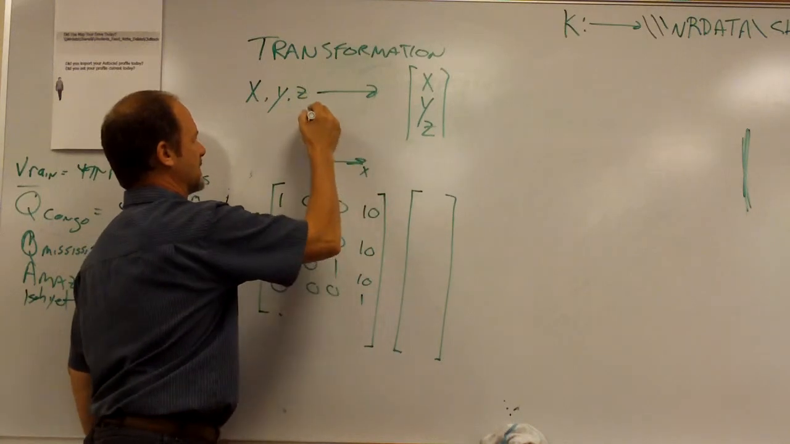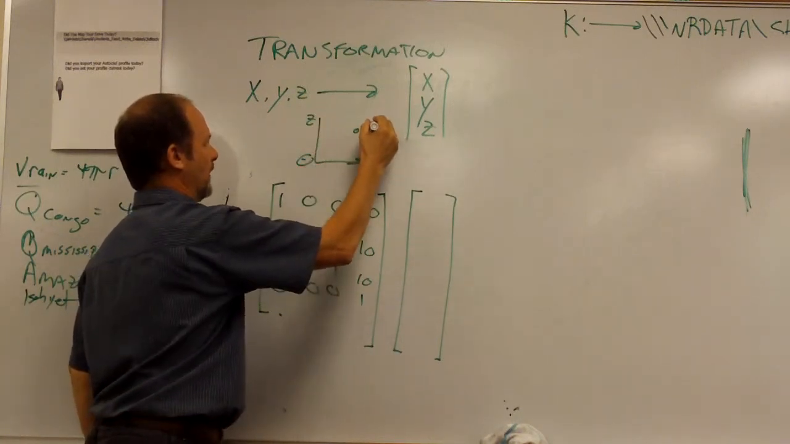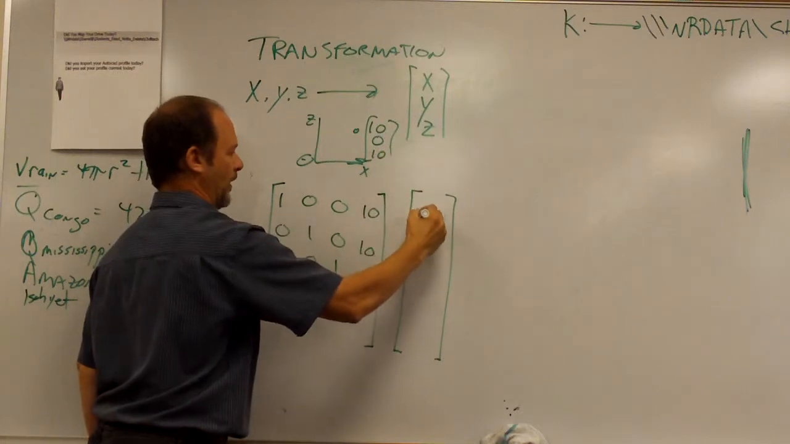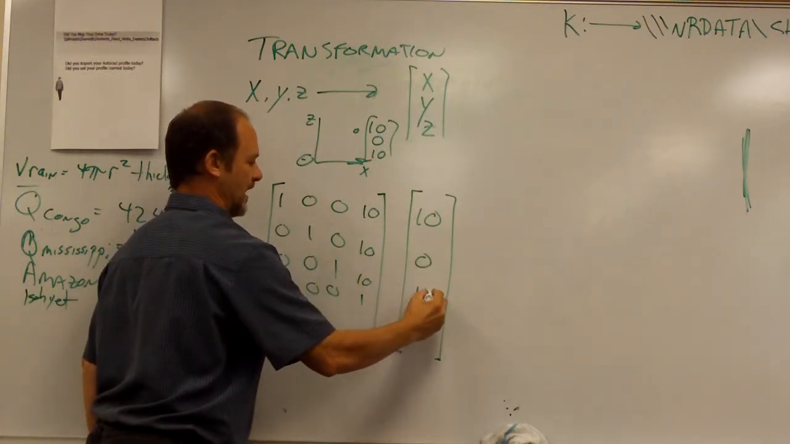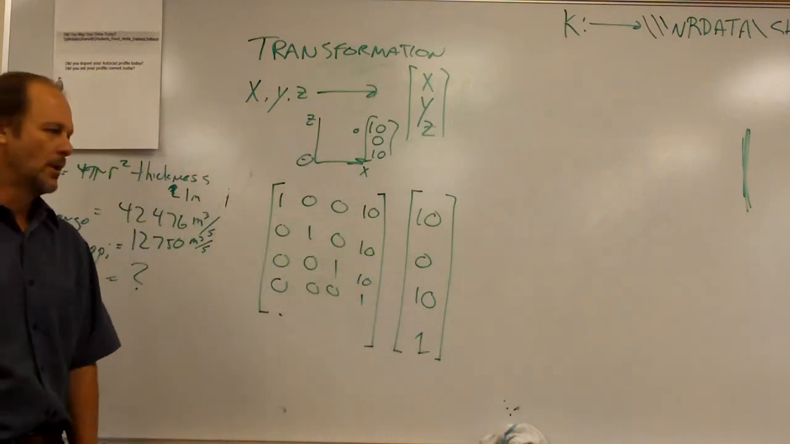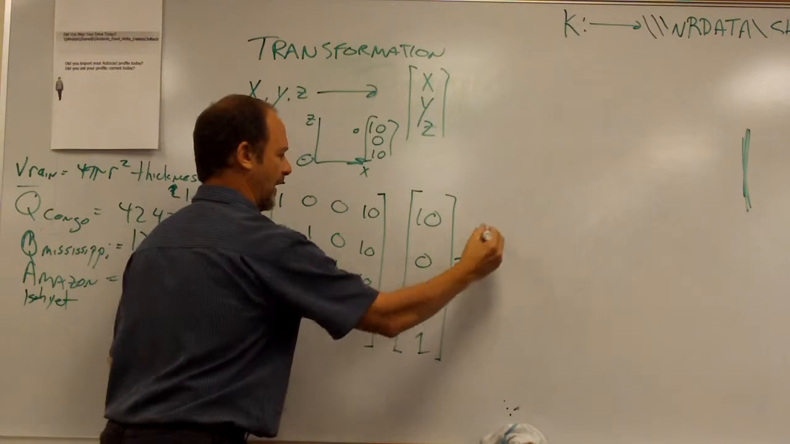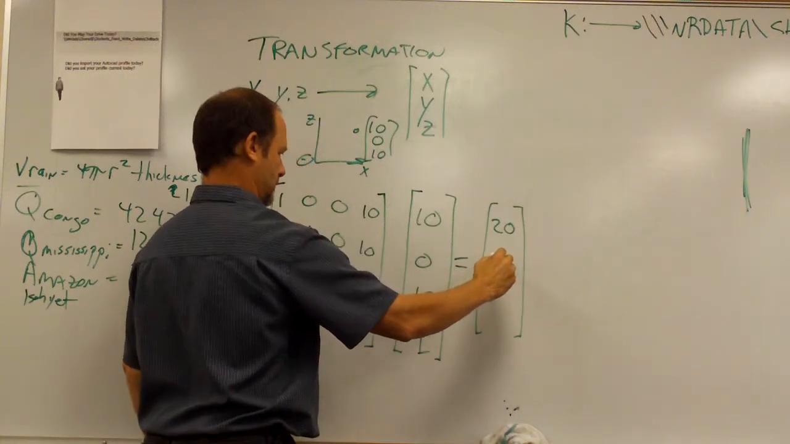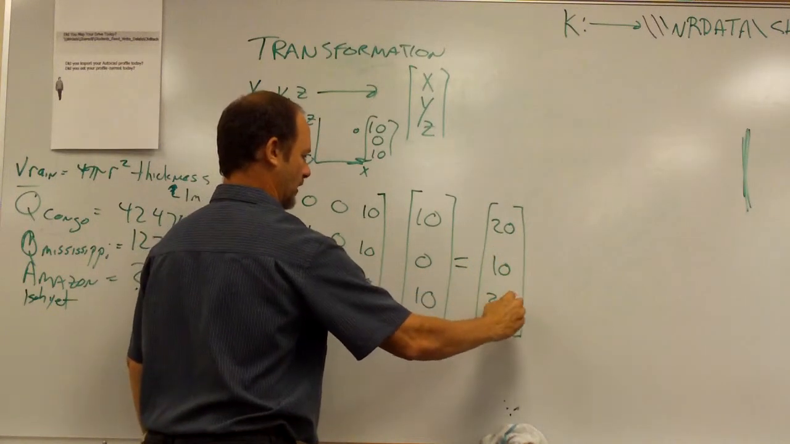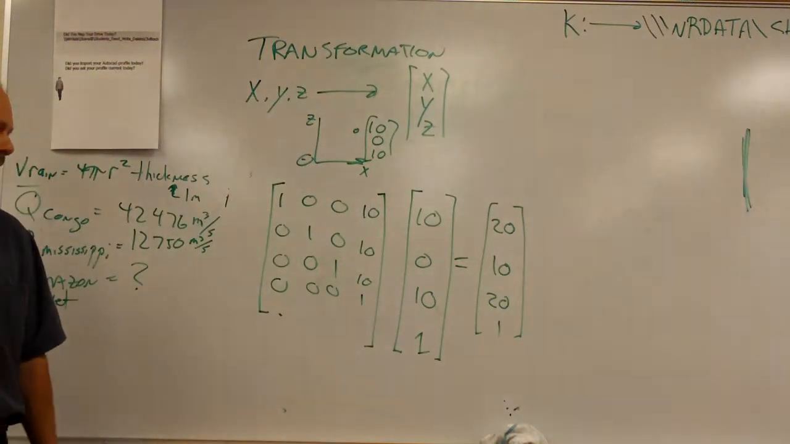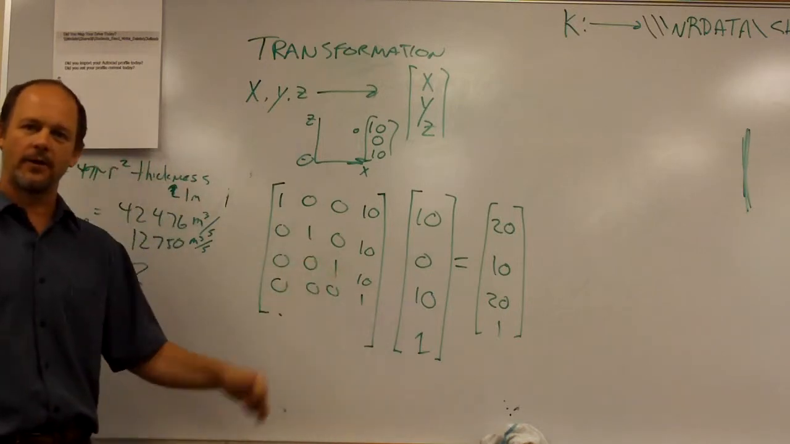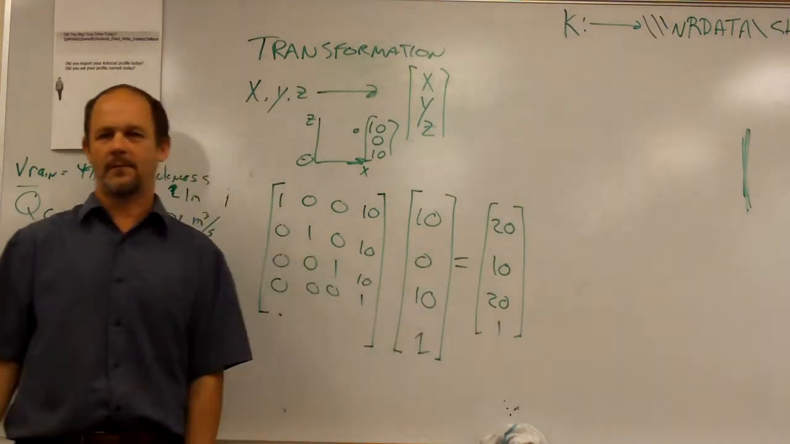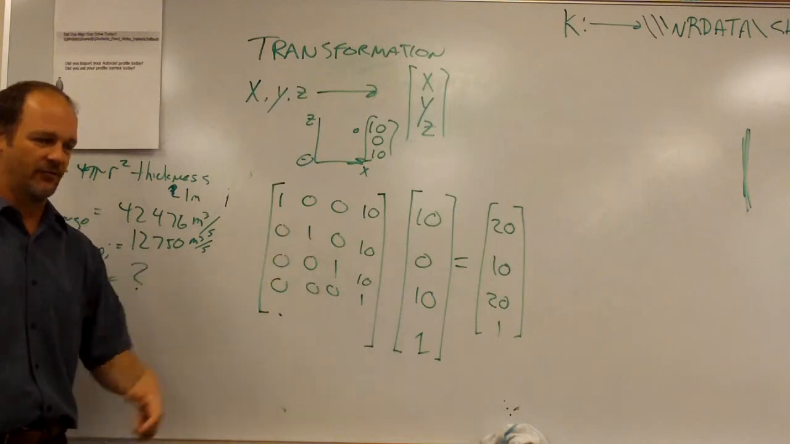If this is our x, this is our z, our y goes into the board, a point that is 10 in the x, 0 in the y, and 10 in the z looks like that. We'll put that here, 10, 0, 10, and we pad that with a 1. We multiply this by that, and we will get that point transformed, which is going to be 20, 10, and 20. That's what that turns out. If you plug this into your calculator, this in matrix A, this in matrix B, you multiply A by B, you get that point. That's the transformation matrix for a translation.